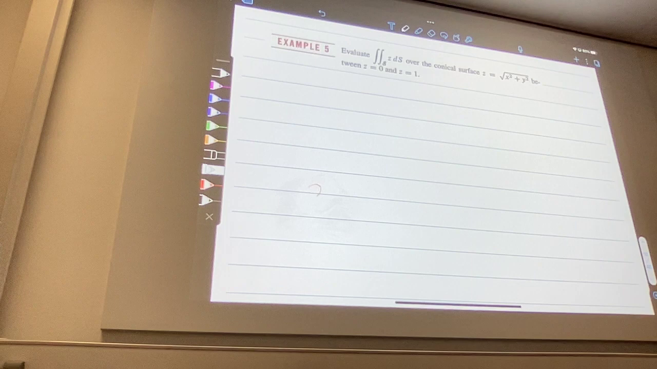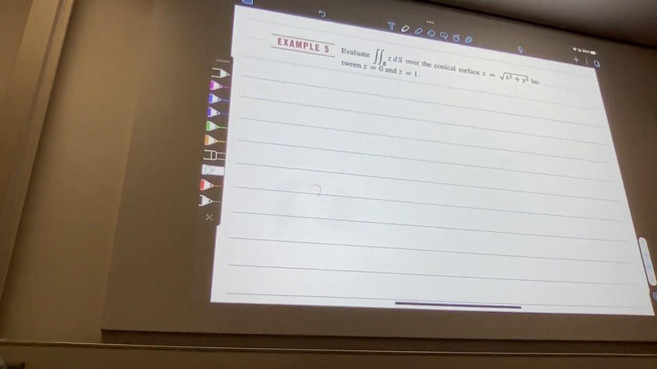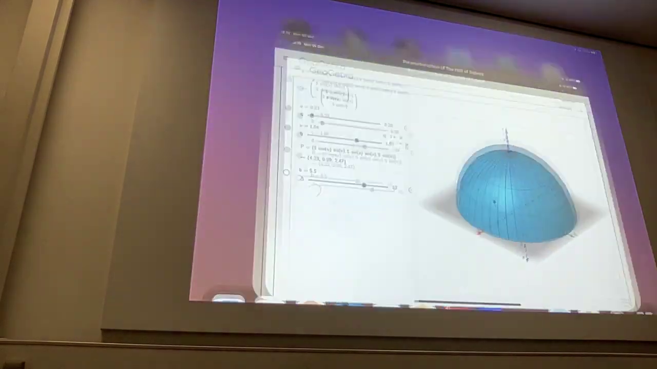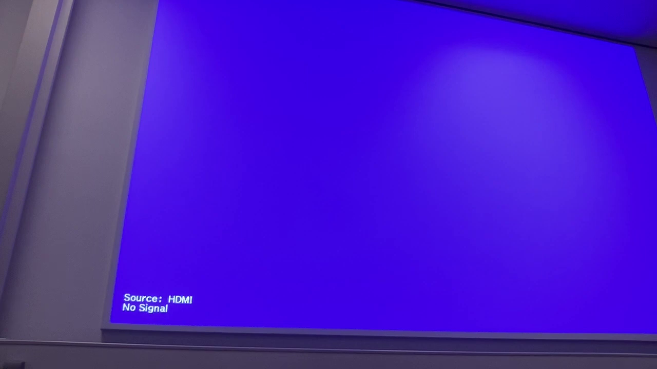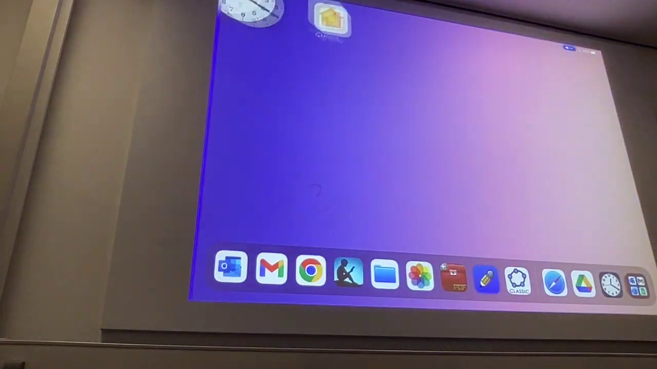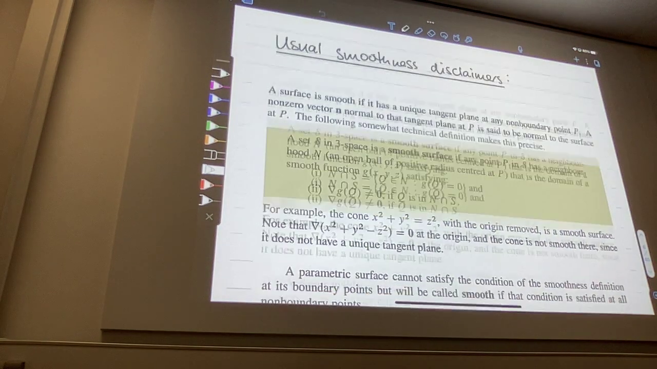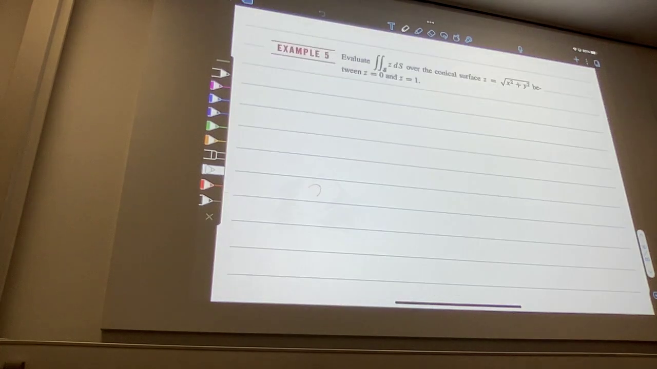Okay, so let's do a little bit of sketching here, I think. So if you want to look at the conical surface, what does it look like? We head into GeoGebra. Well, that was unfortunate. I appear to have just killed my iPad. Okay, well, that's finding itself. Okay, that's better. Okay, so we're looking at the surface z is equal to the square root of x squared plus y squared.